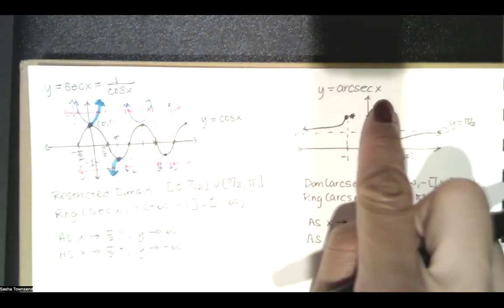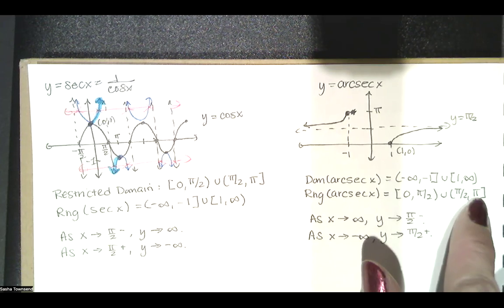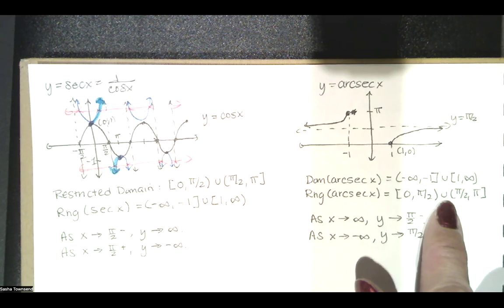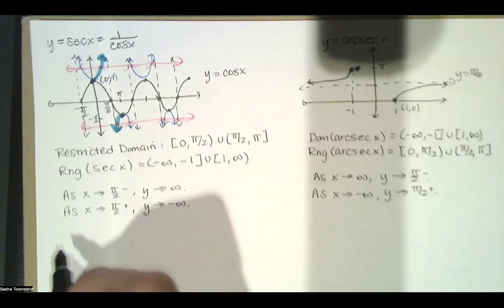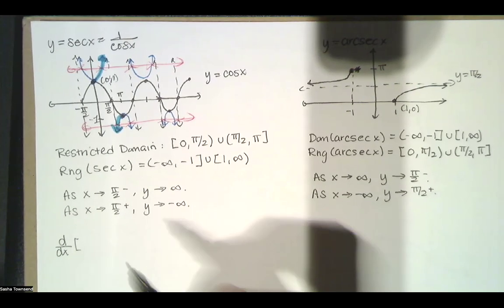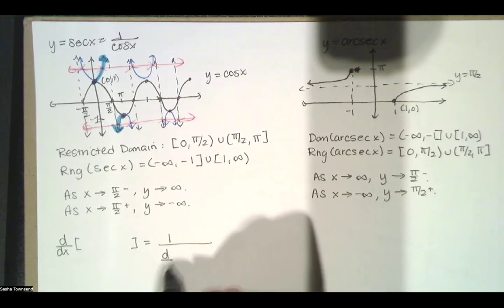And remember, arc secant is going to give you an angle. That angle is between 0 and pi, and it's never equal to pi over 2 because secant of pi over 2 is not well defined. Okay, so now we've got that. Keep all that in mind. And now we'll say the derivative of y with respect to x is equal to 1 over the derivative of x with respect to y.